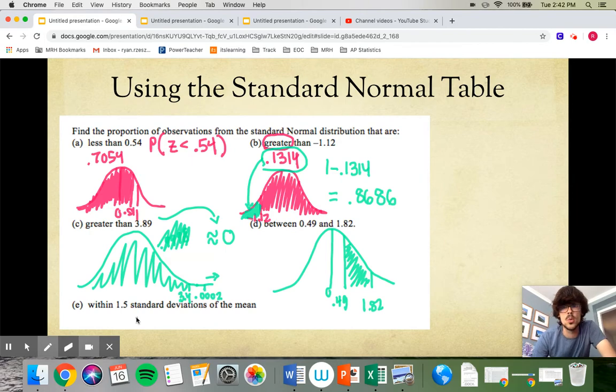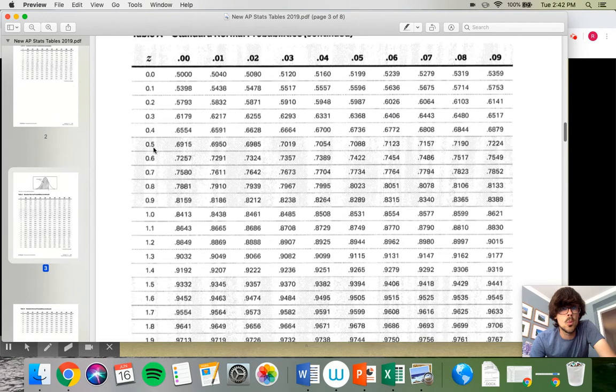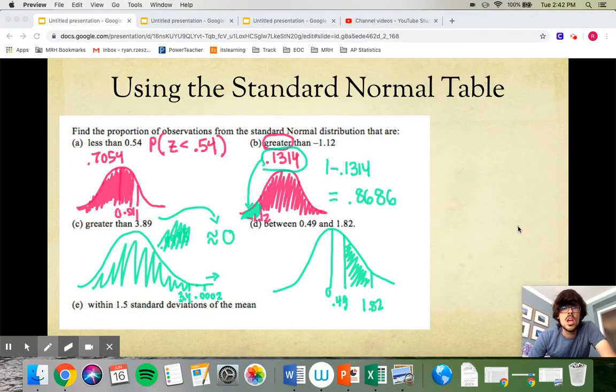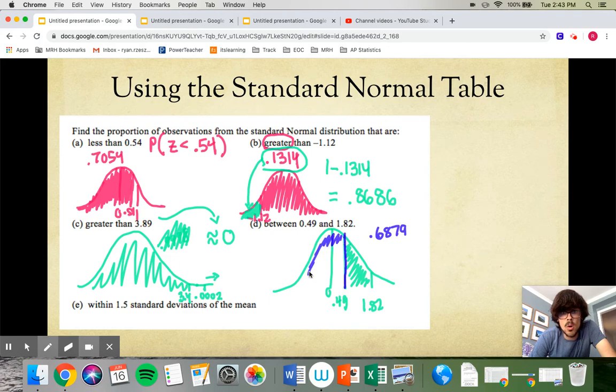What you need to do in this situation is look up both of those numbers in the table separately. A 0.49 is going to be 0.6879. So let me write that down, 0.6879. That's the area from this line right here and everything less than that. So all this blue part right here is 0.6879.